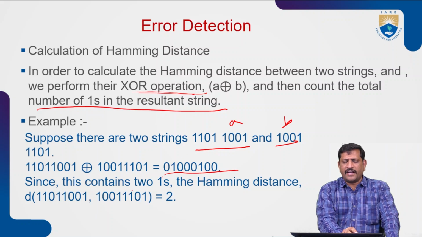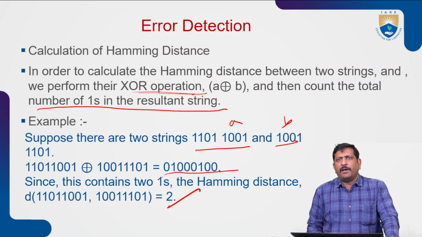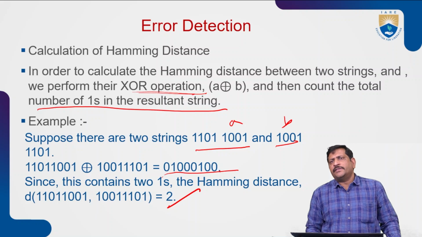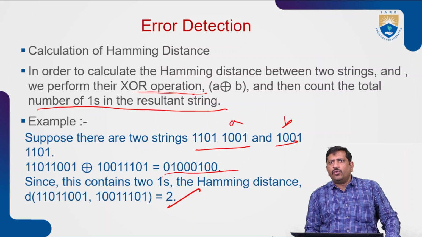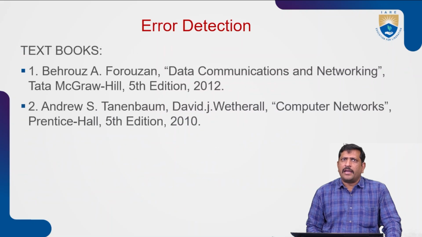Since the result contains two ones, the Hamming distance D of 1 1 0 1 1 0 0 1 and 1 0 0 1 1 1 0 1 is 2. In this result, the number of ones is 2, that's why the Hamming distance is 2. Like this, by performing the XOR operation between two strings of equal length, the Hamming distance can be evaluated. If you want to calculate the Hamming distance, you have to consider two strings of the same length. Then only we can calculate.